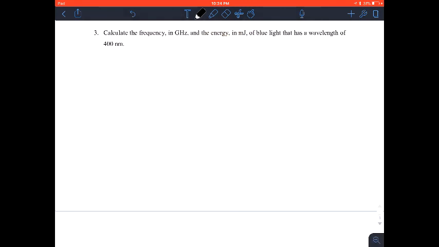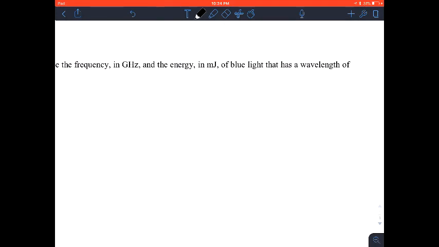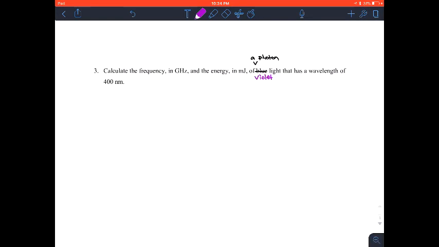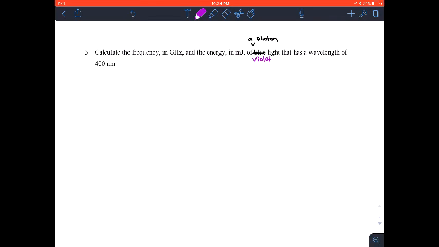All right, calculate the frequency in gigahertz and the energy in millijoules of blue light that has a wavelength of 400 nanometers. Well, a couple little typos here. This should say of a photon of violet light that has a wavelength of 400 nanometers. Okay, that question makes a lot more sense now.